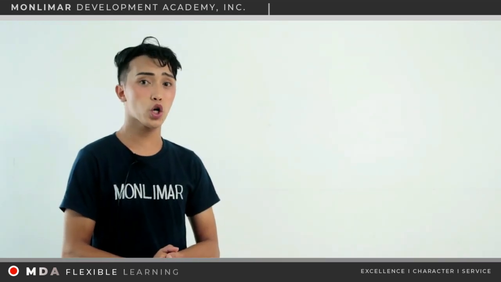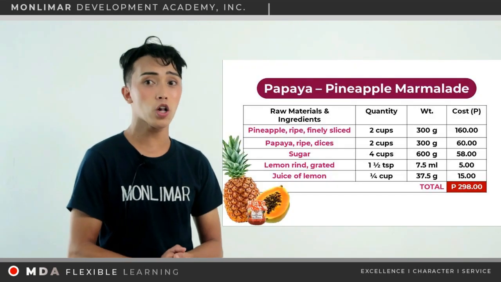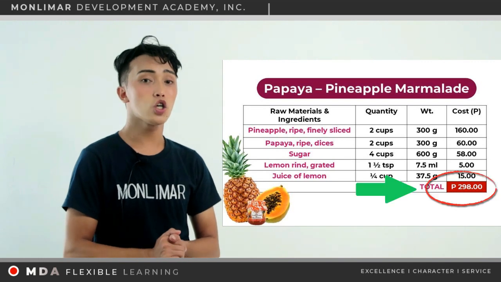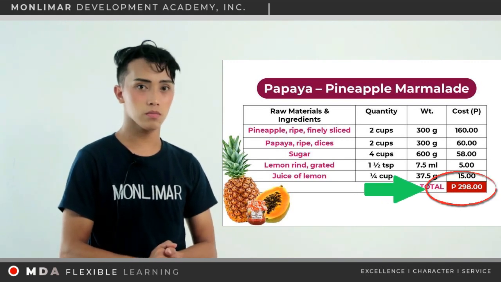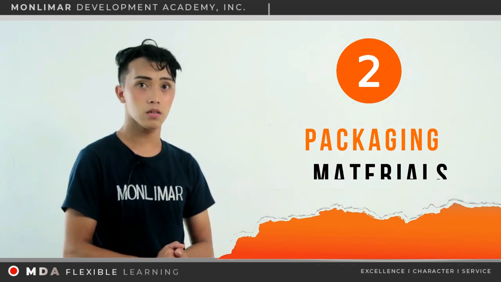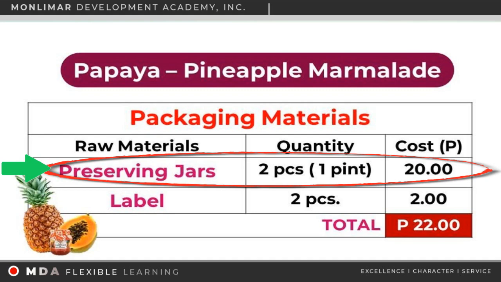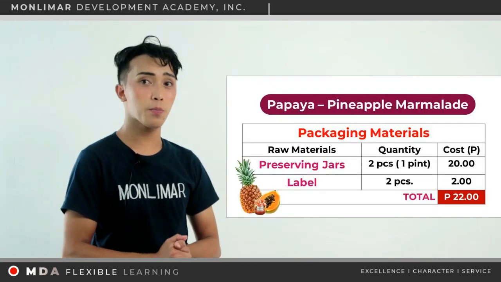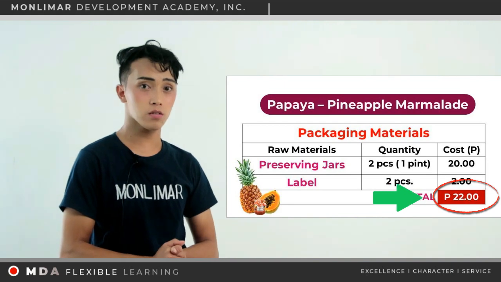The next step is we're going to total all the cost of all the raw materials or the ingredients, and it totals 298 pesos. The second component that we need to consider is the packaging materials. So we need 2 pieces of preserving jars, and it costs 20 pesos. Next, we also need a label of your product. So we need 2 pieces, and it costs 2 pesos. So the total amount for our packaging materials is 22 pesos.